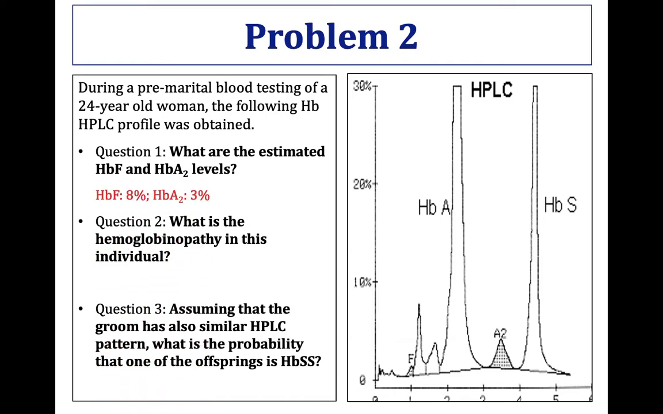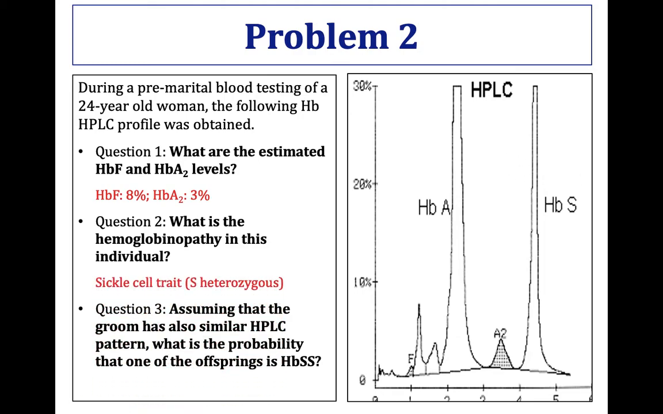Okay, this is easy, but you can see hemoglobin F is low, and hemoglobin A2 is also normal. Hemoglobin F is slightly high. What is the hemoglobinopathy in this individual? Because we have hemoglobin A and S together, what will you say? It is the trait.